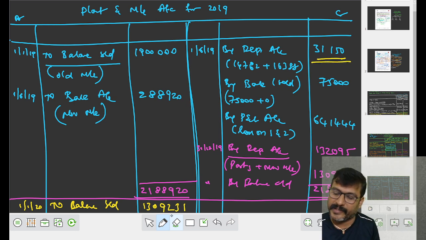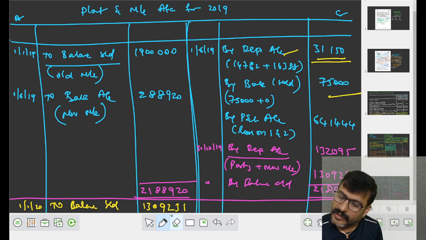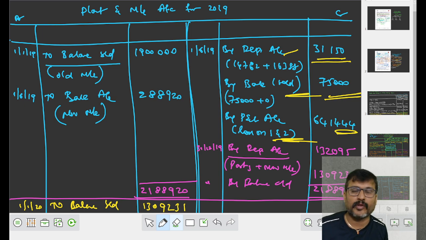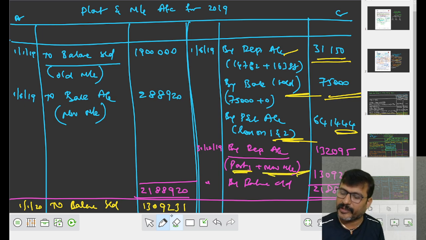How you got depreciation on both the machines, how you got sold off both the machines, how you got loss on both the machines, and the depreciation on part 3 and a new machine. Okay, please go through this problem very effectively. Put a lot of effort into understanding.